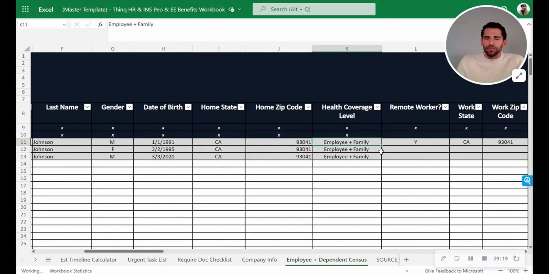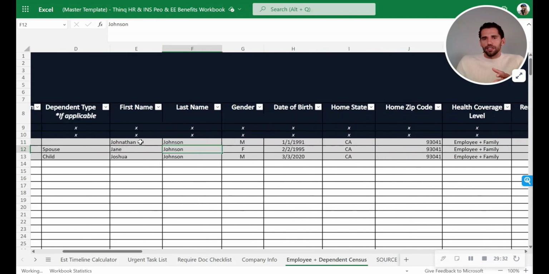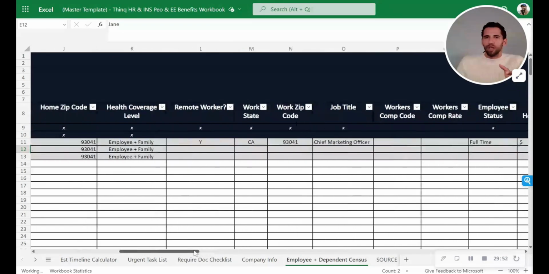Also, the health coverage level. Some of our clients may end up covering employee plus child, but not the entire plan 100%. And maybe in this case, Jonathan here gets employee plus child, and Jane at her job actually gets 100% paid for employee only. So maybe Jonathan and Joshua are on the same plan, and Jane's on a separate plan. So then it would be waived, employee plus child, employee plus child. It's still important for you to have that because for the waive reasons, we want to have some of that information in there.